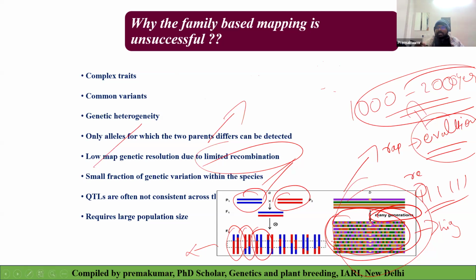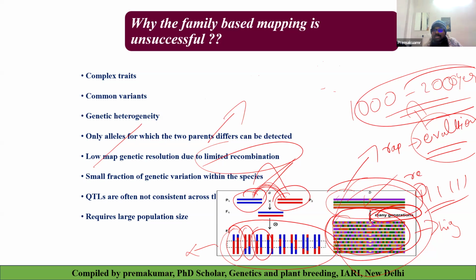Because we are tapping evolutionary recombinants here, we are getting high resolution. But in case of family based mapping, what will happen? We're just creating the difference. We're tapping the genes which differ between the two parents. We can map only the genes which are differing between the two parents. But here we can map all the genes because of the evolutionary recombination. They are different between many genes, and we are using all our individuals.